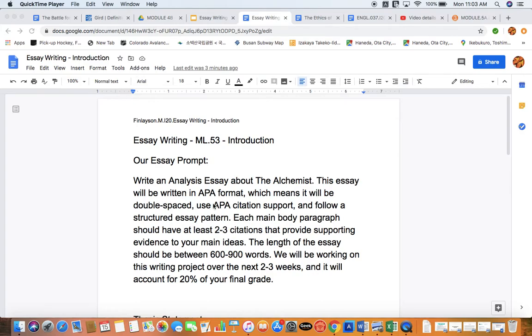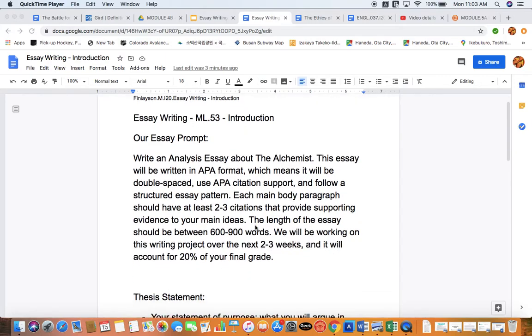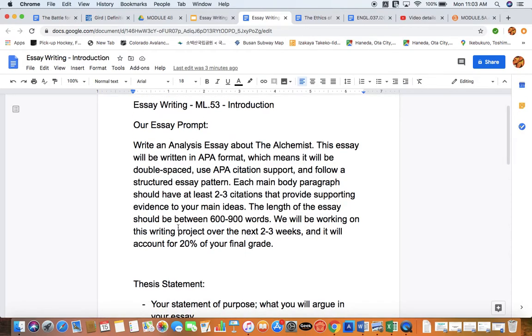This essay will be written in APA format, which means that it will be double-spaced, use APA citation support, and follow a structured essay pattern. Each main body paragraph should have at least 2 to 3 citations that provide supporting evidence to your main ideas. The length of the essay should be 600 to 900 words. We will be working on this writing project over the next 2 to 3 weeks, and it will account for a whopping 20% of your final grade. So we could also add here, and this will be part of the essay prompt you should be using to help guide you through this writing process.